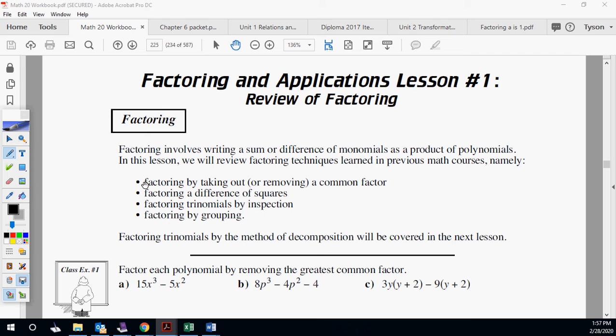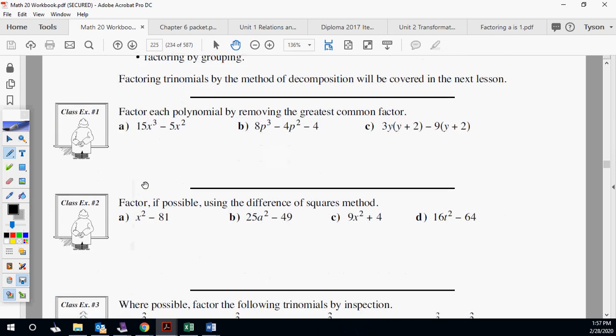Factoring by taking out a common factor, which is called GCF, greatest common factor. Factoring by difference of squares, that's when you have a binomial that's perfect squares of both of them. We'll talk about that. Factoring by inspection, that's what we did in the warm-up. And then factoring by grouping. Grouping is kind of a form of decomposition that we'll move to, but that's where we're going.